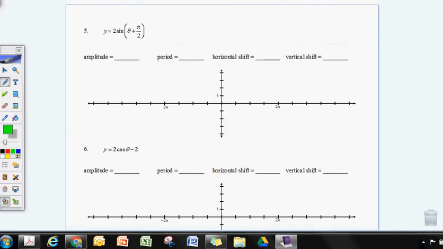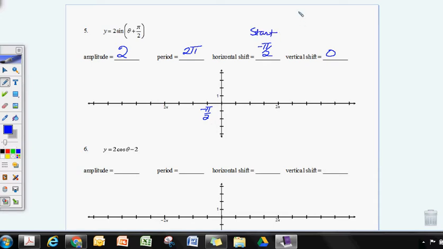continue graphing these things. Again, I look to see if there is anything that needs to be factored out. There's not. So this has an amplitude of 2. My period would be 2 pi. My starting point this time is at negative pi over 2, and there is no vertical shift. So at negative pi over 2 is where I'm going to start. So here's my starting point.